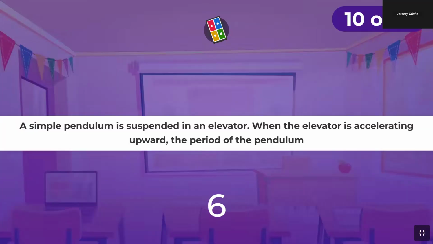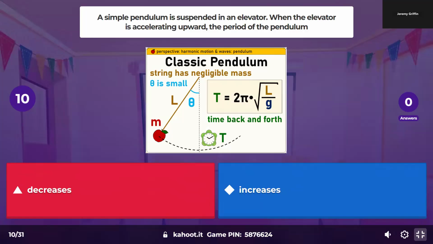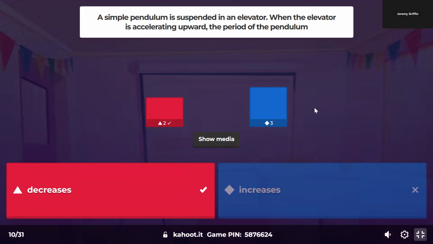A simple pendulum suspended in an elevator. The elevator is accelerating upward. Guys, if the elevator is accelerating upward, does it feel like somebody just turned up the gravity field? What if you pump up this g really, really big? Now what happens to the T? It gets really small. Let's look at that formula again.